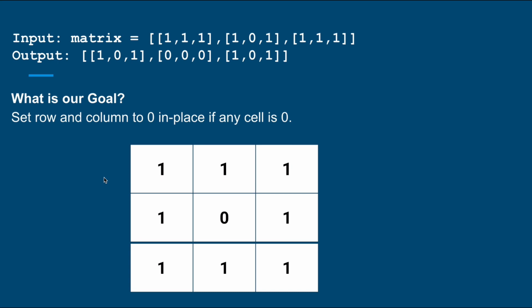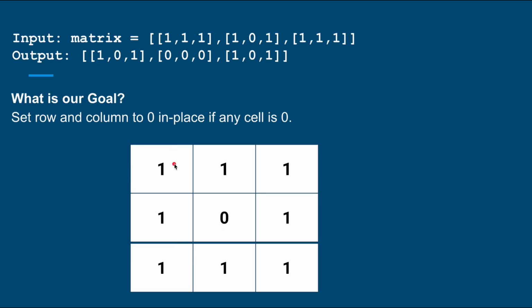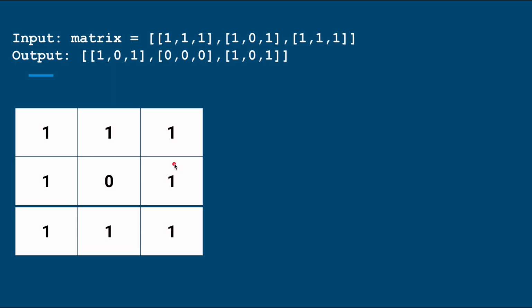For example, let's suppose that our goal is to set the row and column to 0 in place. So if any cell is 0, we'll mark that complete row and column as 0, right? So in the first step, what do we need to do? If this is our matrix, as you can see here in this example, we have 1 1 1, 1 0 1, and then 1 1 1.